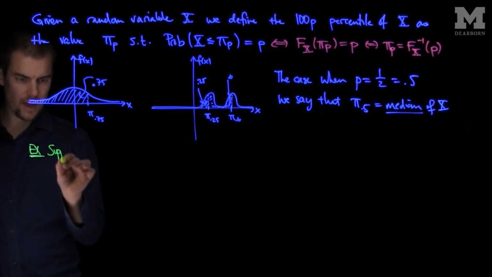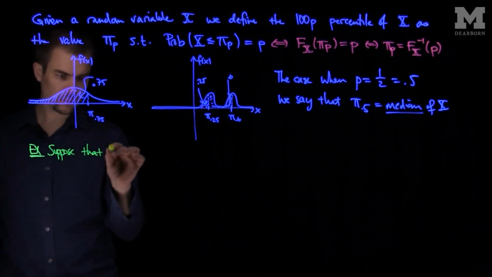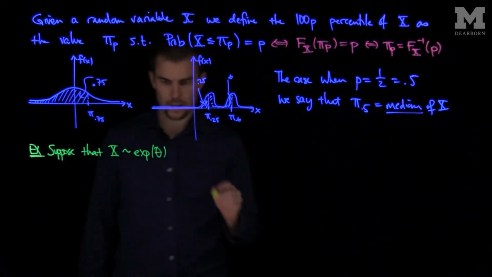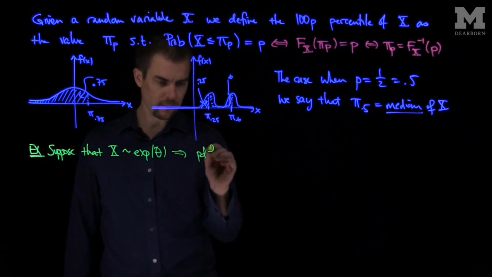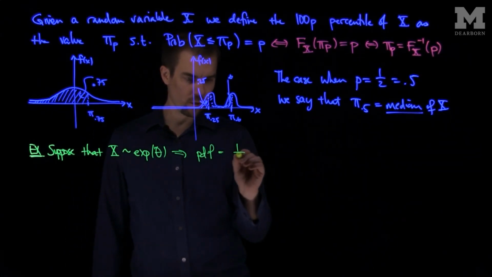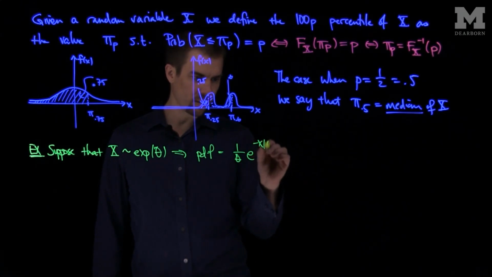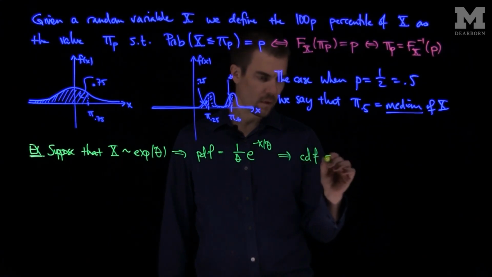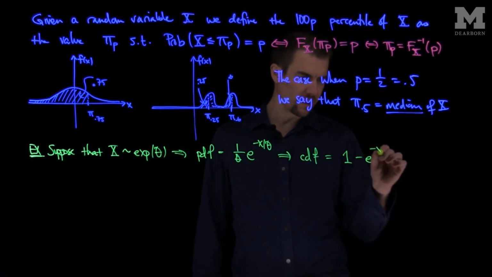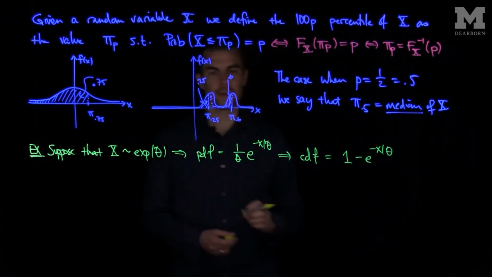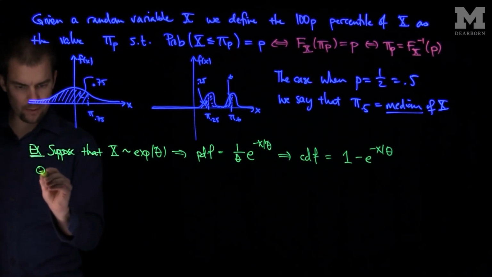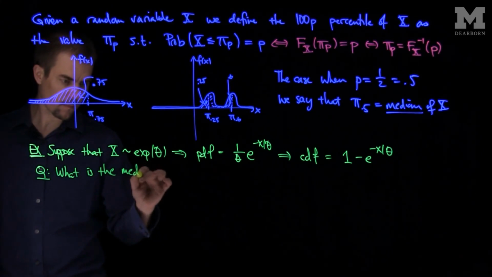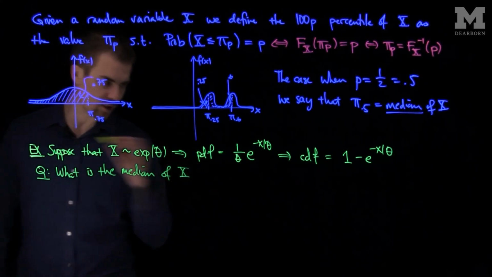Let's suppose that x is an exponential random variable with parameter theta. That implies its PDF is equal to 1 over theta e to the negative x over theta. And then its CDF will be equal to 1 minus e to the negative x over theta. So that's our CDF. And so if we wish to find the median, the question becomes now, what is the median of this exponential random variable?